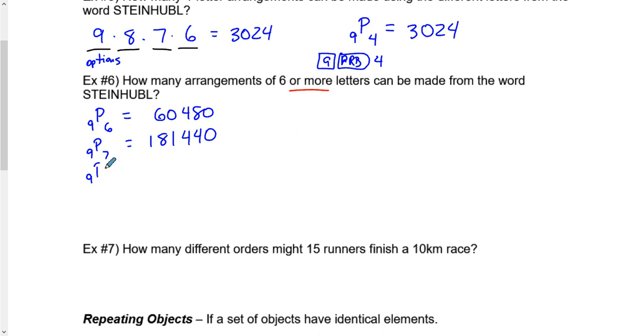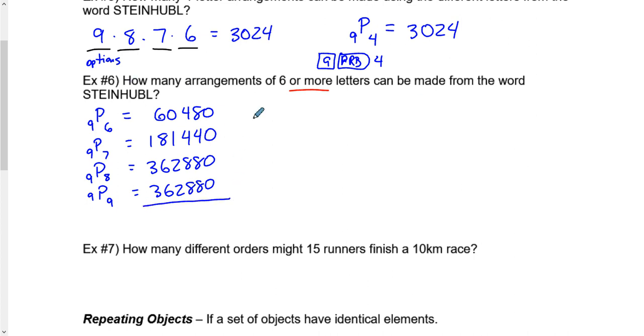How about 9P8? That is 362,880. And notice how it's increasing. Now, here's actually the fun bit: 9P9 is also 362,880. I'll explain this in a second as to why.